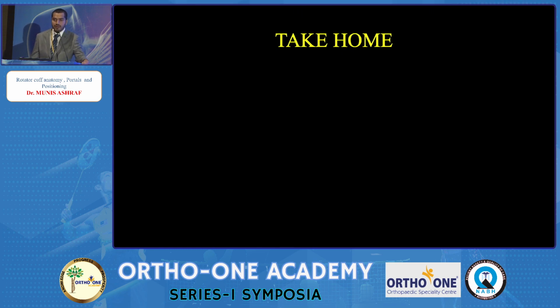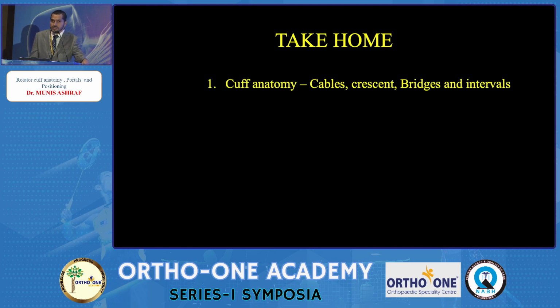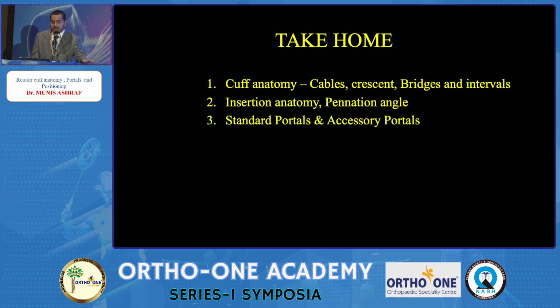The take-home message, a rapid review. Cuff anatomy is not only about muscles, it's also about how we preserve the cables, understanding the role of the crescent, what the suspension bridge phenomenon is, and also understanding where the rotator interval is. Insertion anatomy of the cuff on the humerus is different. Infra occupies more space than the supra. Pennation angle is a principle which we need to understand to identify fatty atrophy. There are 3 standard portals and 4 auxiliary portals. You can add extra portals depending on the case. And positioning is a matter of choice and training. There's no right or wrong; it needs to be done on a case-to-case basis and discussed with the anesthetist beforehand.